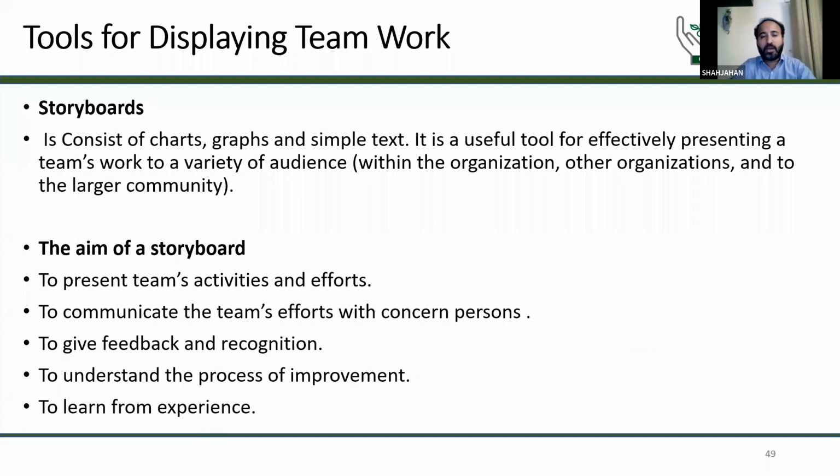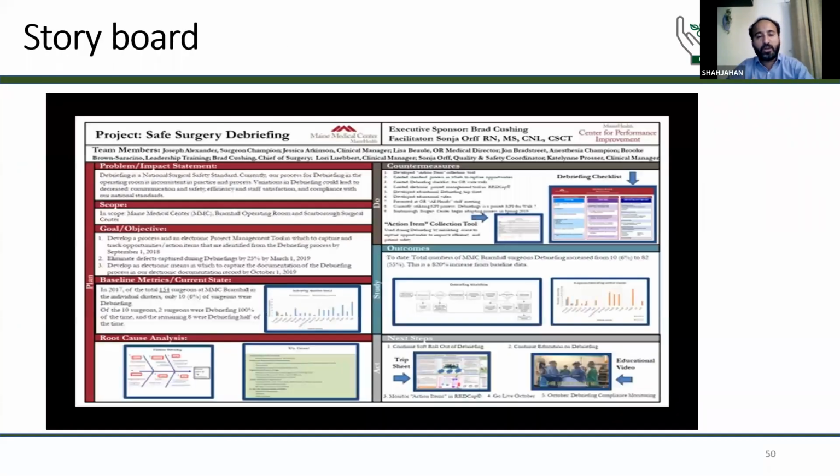So in the storyboard, you will put all these things to show how you started the project, what results you got, and what things you learned from this project. So this is all known as the storyboard.